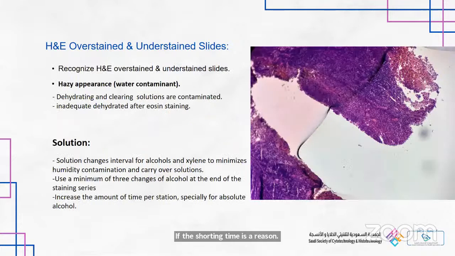Here's one of the common problems we may face: a slide contaminated with water, whatever the source. It will affect the clarity of the section, where it appears hazy or cloudy. To fix the problem, basically you have to change the solutions periodically to avoid or at least minimize the contamination that may carry over throughout the solutions. Also, you can use a minimum of 3 changes of alcohol at the end of staining to ensure complete water removal. Also, you can increase the time per change to avoid this problem.